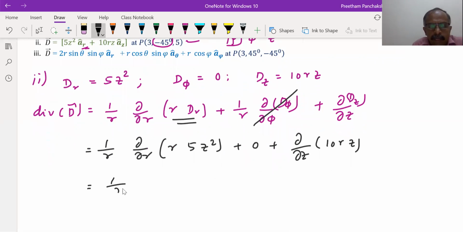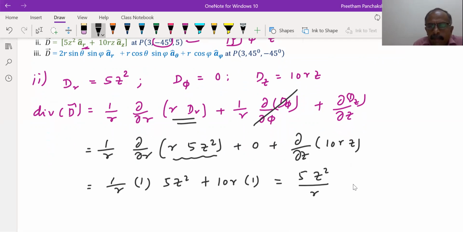Here 1 by R. Differentiate the terms within the bracket with respect to R. 5z square is constant, differentiation of R is 1, into 5z square, plus the last one is with respect to z. So 10R is constant, differentiation of z is 1. So finally, we have the terms 5z square by R plus 10R.